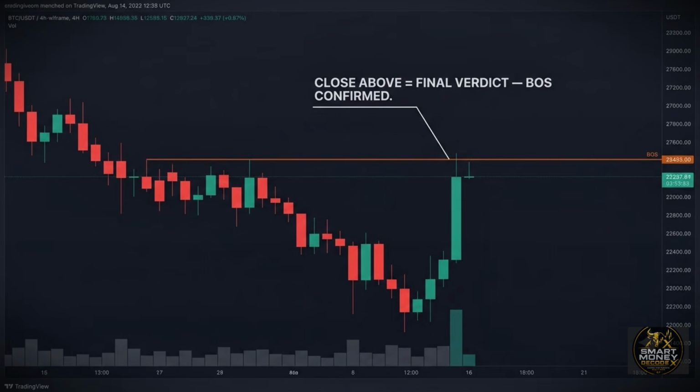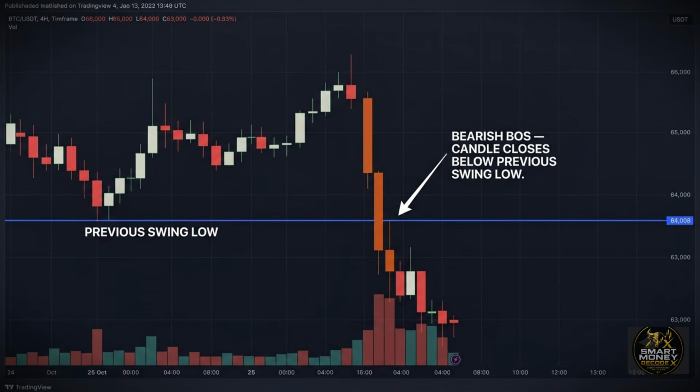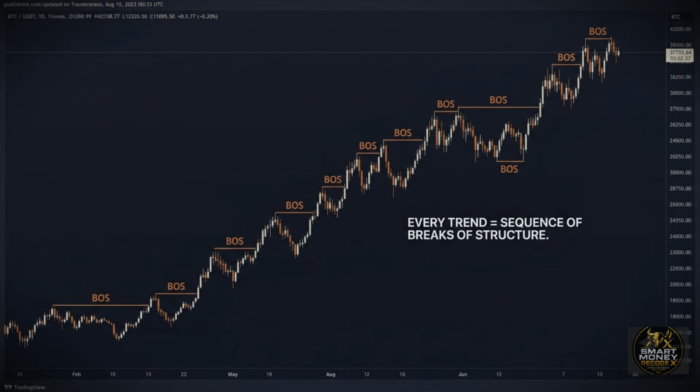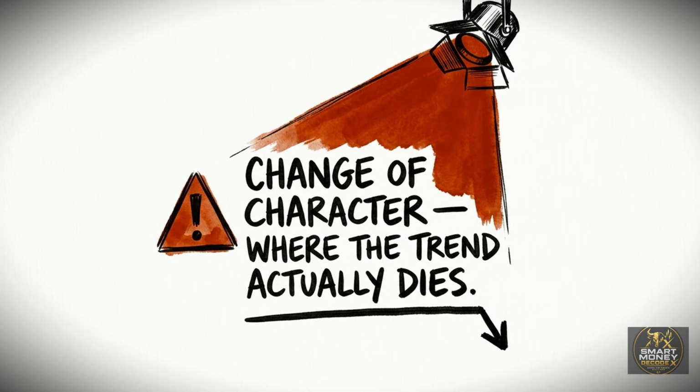The structure continues upward. In a bearish market, a break of structure occurs when price closes below the most recent swing low. Each break of structure in the direction of the trend is confirmation that the dominant side is still in control. It is evidence, not prediction. Every successful trend on every chart in every market is built from a sequence of breaks of structure in one direction.